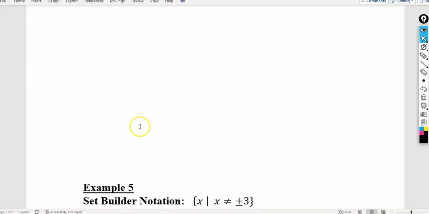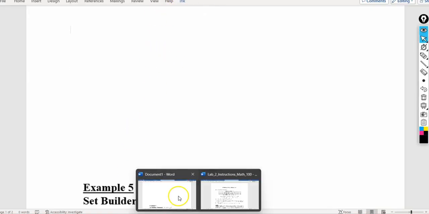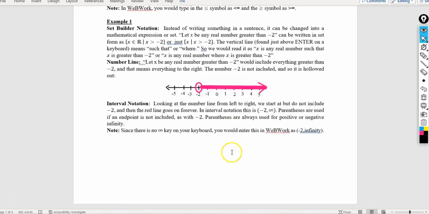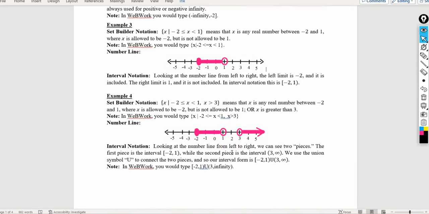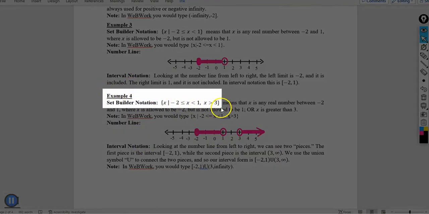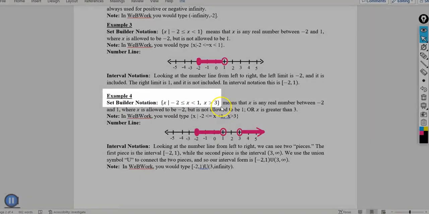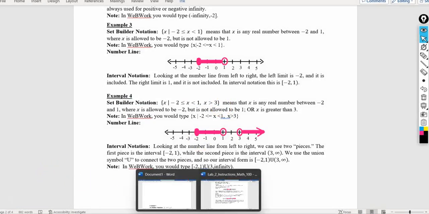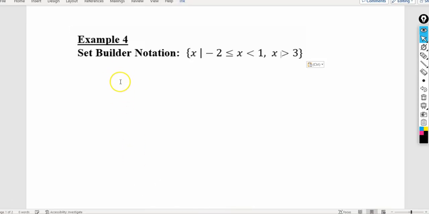Okay, now I went from example 3 to example 5, so it looks like I might have skipped one. Yeah, let's do this example 4. So again, you can see all of these steps are in the lab instructions. Let me do this example 4. The goal here is to write it in interval form, but let's get it into the number line first.